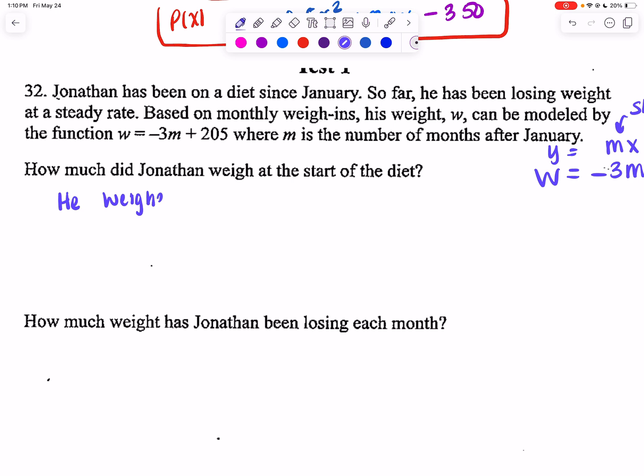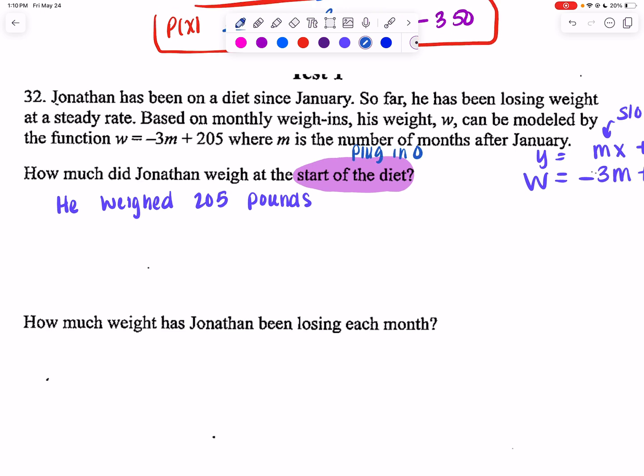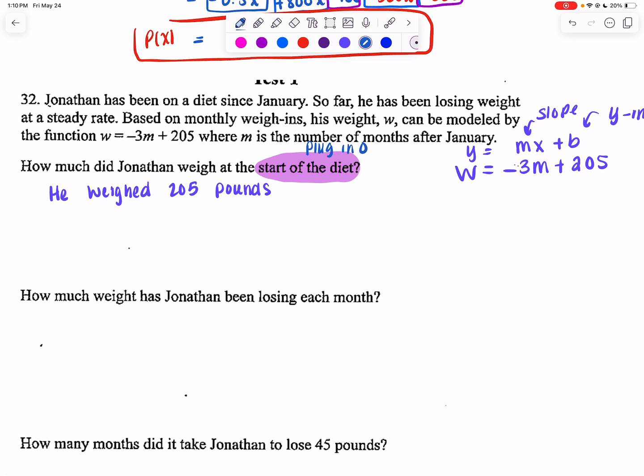205 pounds. Now, if you're stuck and not sure if you can figure that out by looking at the equation, we can think of the start as plugging in 0. So I could just plug 0 into my equation: W of 0 equals negative 3 times 0 plus 205. And if I type that into my calculator, I do get 205. So that's another way I can show that he weighed 205 pounds.